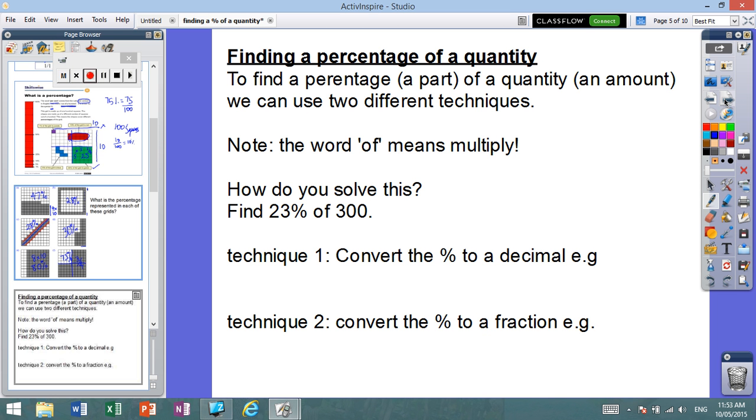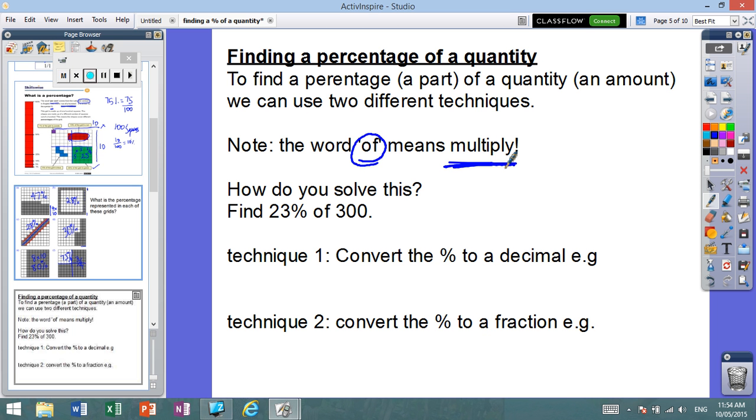Just depends. But the most important thing is to remember that the word of, and I mentioned it in class the other day, of means to multiply. Okay, so when you see the word of, in most cases, okay, there are some cases where it's not, but if you see of, it means to multiply. Okay, how do you solve this question? Find 23% of 300. Okay, there's 2 techniques.